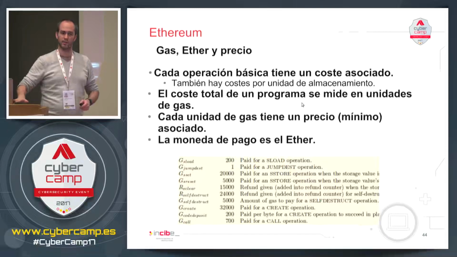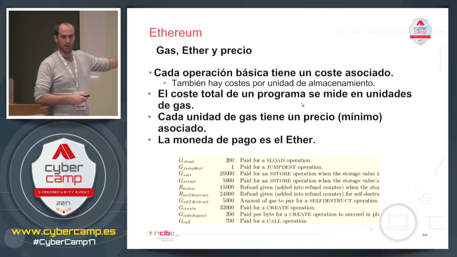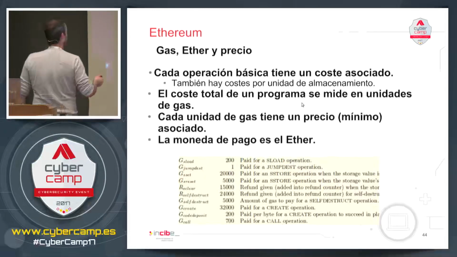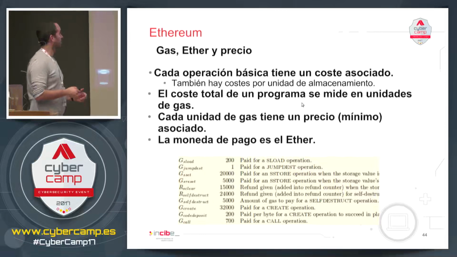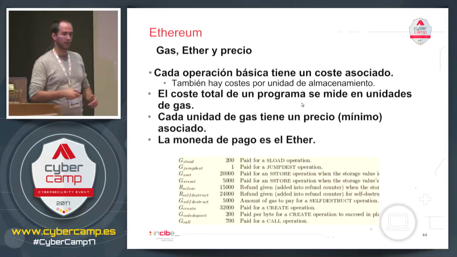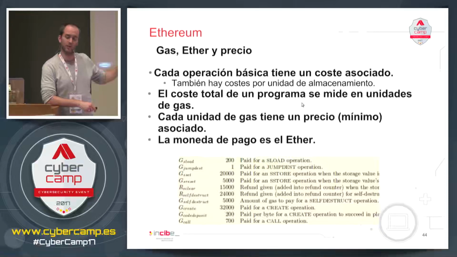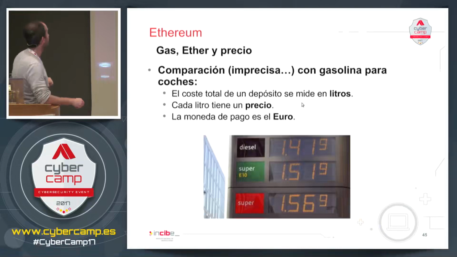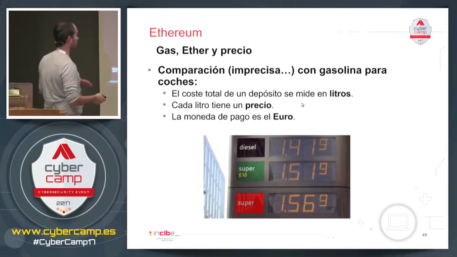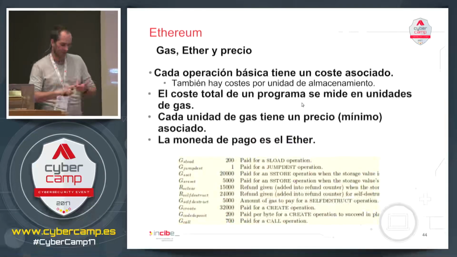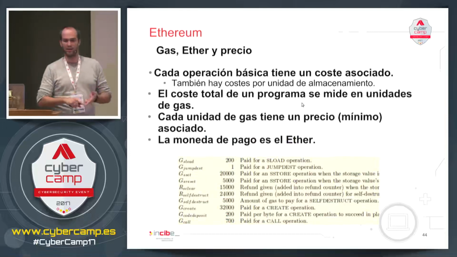And all the nodes in the network will have the same copy because it's guaranteed by the consensus algorithm of the blockchain. Each operation has an associated cost, a price, which is a minimum price that is measured in Ether. Ether is the cryptocurrency in Ethereum. If it's too complicated, well, it's called gas, ether, and price.